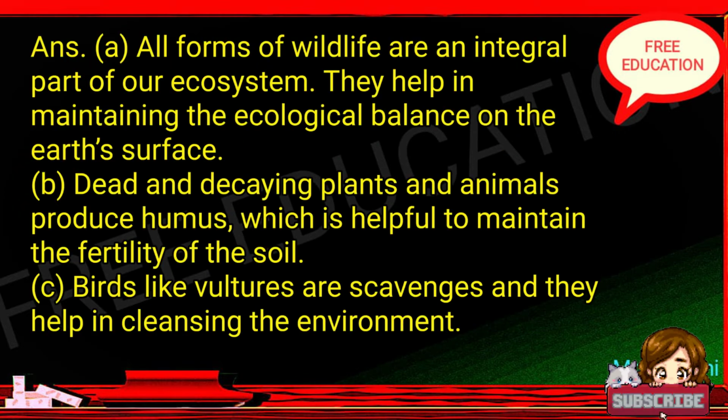Ans. A. All forms of wildlife are an integral part of our ecosystem. They help in maintaining the ecological balance on the Earth's surface. B. Dead and decaying plants and animals produce humus, which is helpful to maintain the fertility of the soil. C. Birds like vultures are scavengers and they help in cleansing the environment.